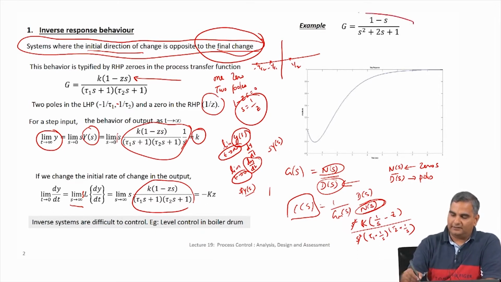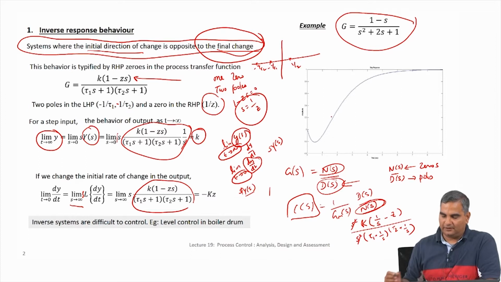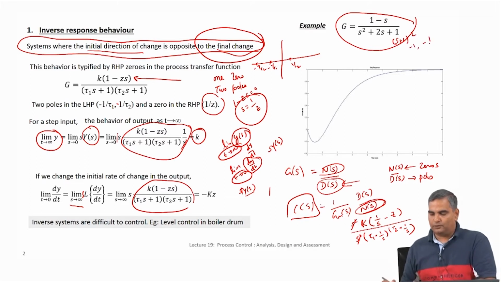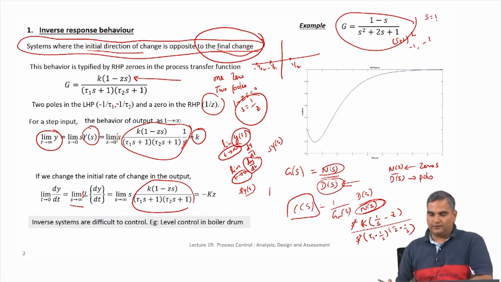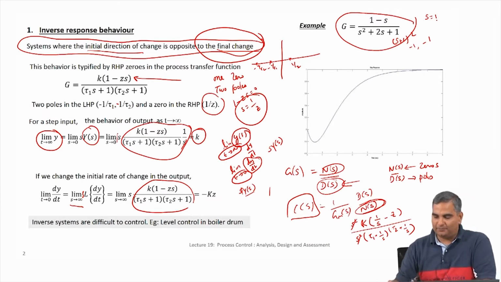Supposing I take this example here, g is 1 minus s divided by s squared plus 2s plus 1, and this is a MATLAB simulation of response to a step input. Clearly you can quite easily see that s squared plus 2s plus 1 is actually s plus 1 whole squared. So, basically there are two poles at minus 1. So, the system is stable because the poles are on the left half plane, but the zero is at s equal to 1. So, this zero is on the right half plane. So, this satisfies this one right half plane zero.